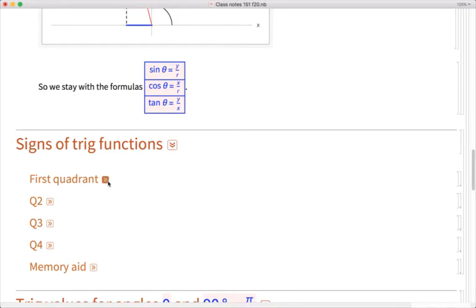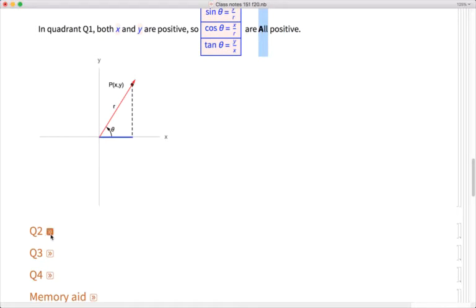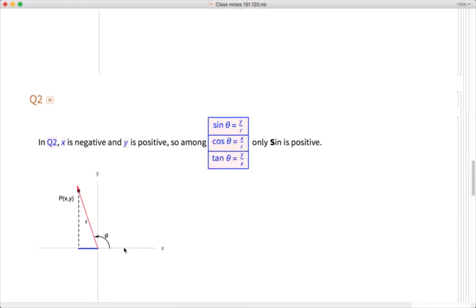So the first thing to get used to is that now the trig functions are no longer always going to be positive values. In the first quadrant, that is when theta was acute, these ratios all turned out to be positive, and that's because x and y were both positive, and this distance r is always positive. So in quadrant 1, all three of these trig functions are positive, so all positive in quadrant 1.